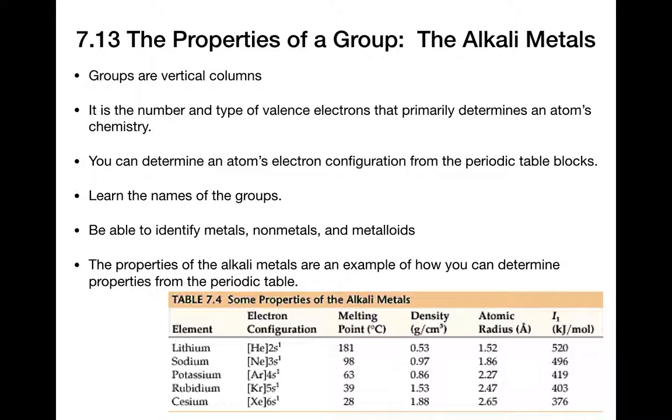We have different names for the different groups, such as alkali metals, alkaline earth metals, transition metals, halogens, noble gases, metals, nonmetals, metalloids, lanthanide series, and actinide series. It's very useful to learn the names of those groups, because very often in the book and in my notes you'll find me referring to them by those names. The properties of the alkali metals are one example of how you can figure out the properties by looking at the atomic properties and their trends on the periodic table.